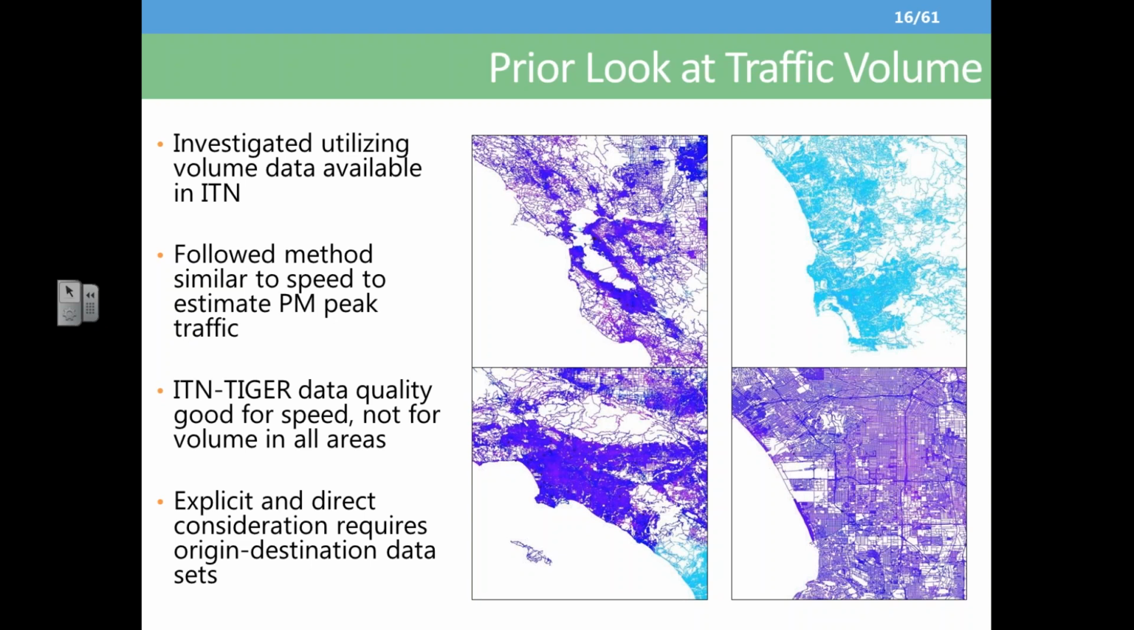So even though the ITN Tiger, that's the data set that we developed for the speeds, was good for speed, it really wasn't good for volume in all areas. And really, an explicit and direct consideration of traffic patterns requires knowing something about origin destination, the origin of where people start driving and where they end up, in order to really understand what those traffic patterns are and what traffic intensity might be on different roads throughout the state.